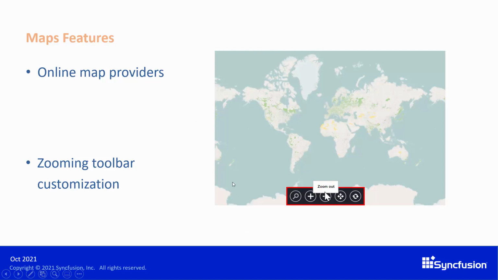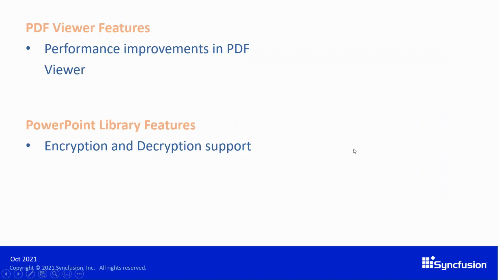Next, moving on to the maps feature. Online map providers can be now rendered in the Blazor Maps component. So the providers like TomTom, Mapbox, and so on can be rendered in our Blazor Maps component now. And you can also customize the zooming toolbar as per your requirement. So you can customize its appearance by changing its background color, border color, fill color, and so on to change its appearance like this.